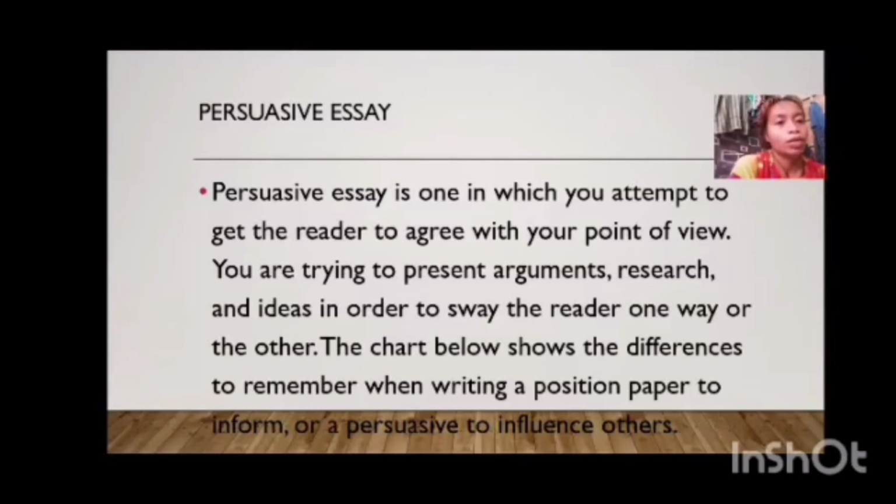The characteristics below show the differences to remember when you're writing a position paper. Number one, a persuasive essay is a teenager attempting to convince her parents that she needs to be able to stay out until 11 p.m. instead of 10 p.m. In a persuasive essay, you're trying to convince. That is an example of a persuasive essay.